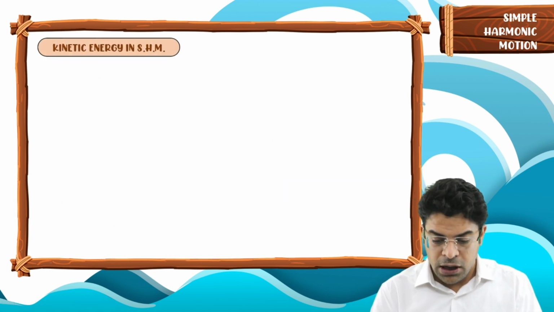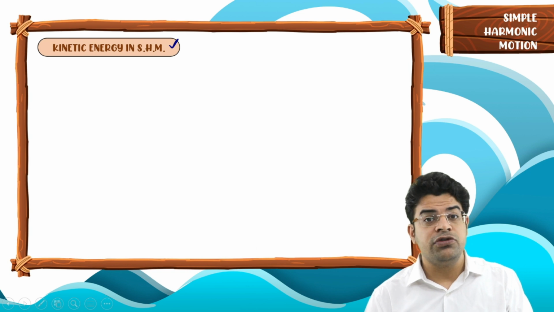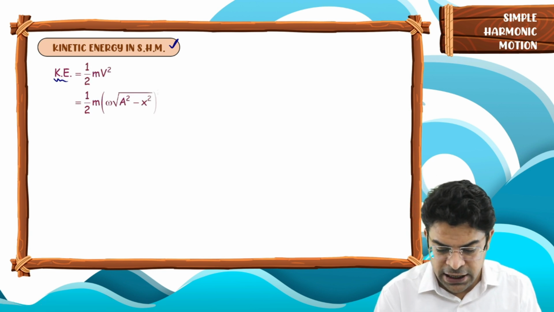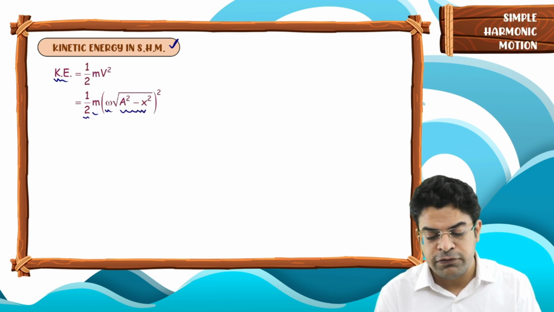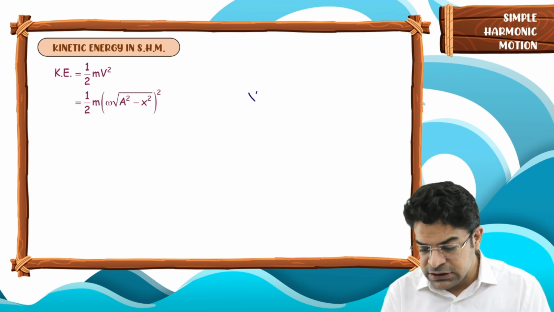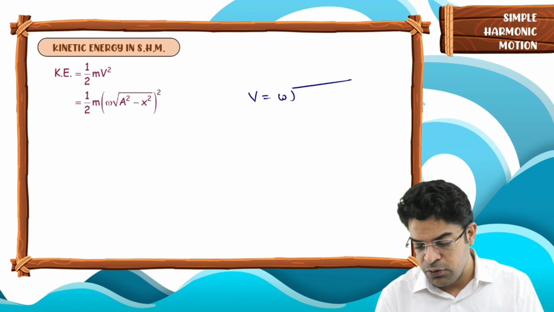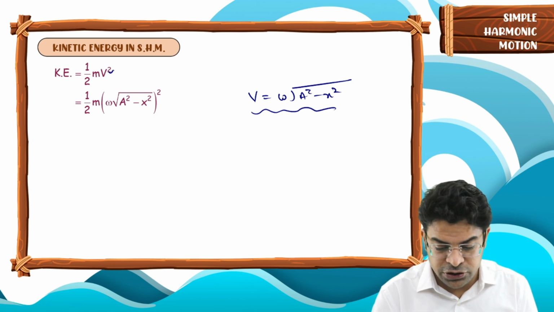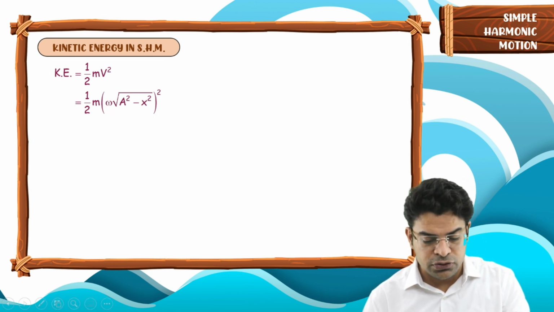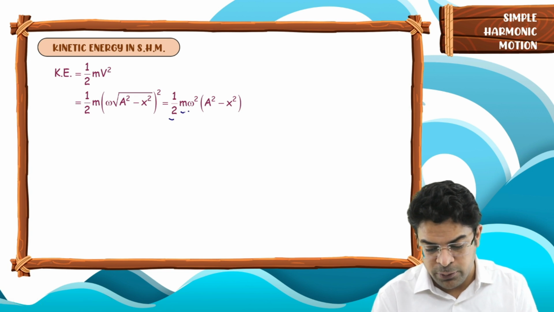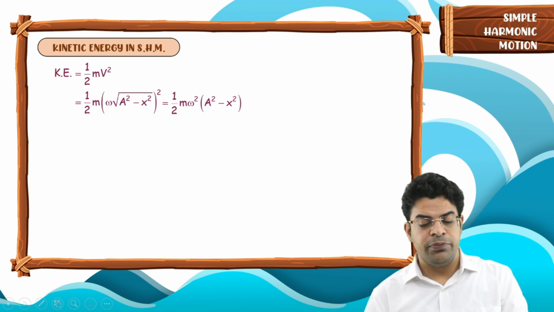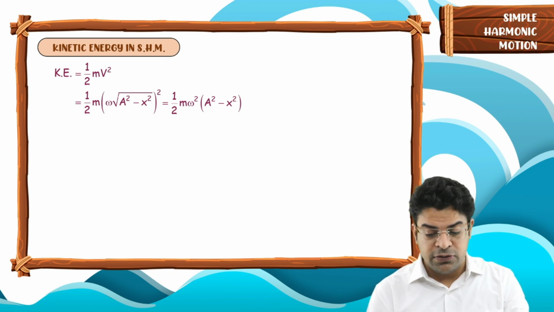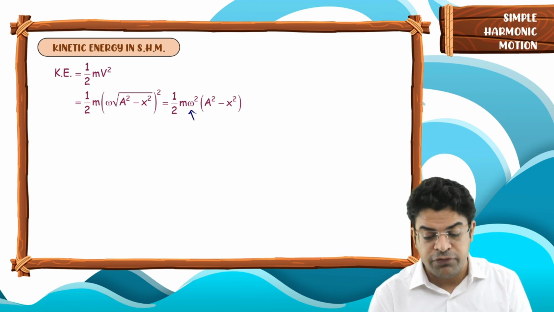Now moving on, how to write kinetic energy in SHM in terms of position. So we know that kinetic energy, which is half mv square, can also be written as half m into omega under root of a square minus x square, whole square. Why? Because yesterday I told you guys v equals omega under root of a square minus x square is a super important formula. So if in place of speed you substitute omega under root of a square minus x square, whole square, you get kinetic energy equals half m omega square into a square minus x square. Now what is a? Amplitude. What is x? Displacement from the mean position. What is m? Mass of the particle. What is omega? Angular frequency.